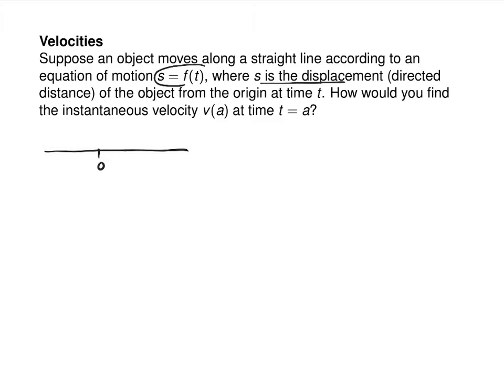Okay, so how would you find the instantaneous velocity? Think about, say, driving. I find my average velocity by taking my change in position divided by my change in time, right? So here I'm going to say delta s over delta t.